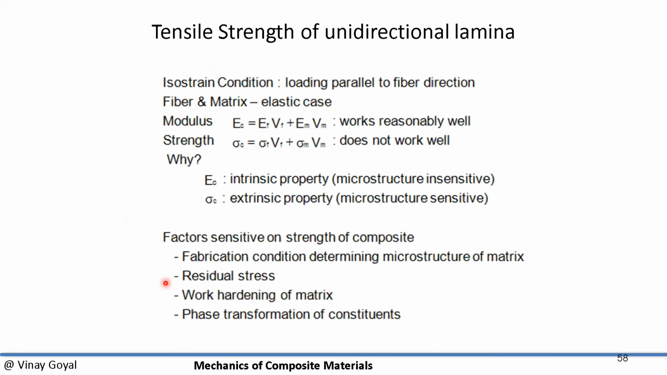Tensile strength of unidirectional lamina, I already talked about this. The rule of mixtures works reasonably well for modulus, but if you try to apply this formula to strength, it does not work that well. The reason is that modulus is an intrinsic property, while strength is an extrinsic property. It is microstructurally sensitive. Factors that can impact the strength of composites are fabrication condition, residual stress, work hardening, and phase transformation of the constituents.